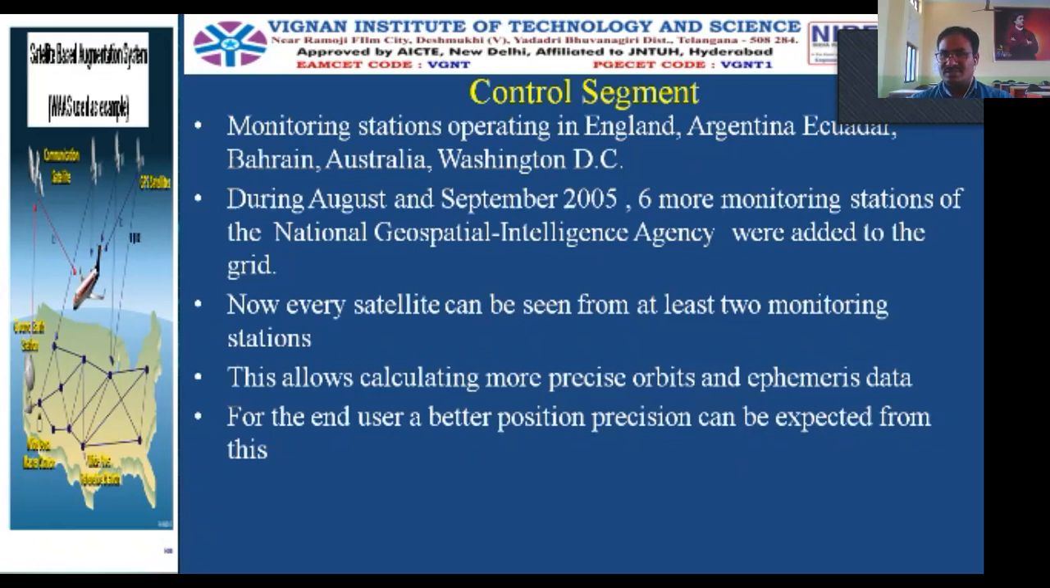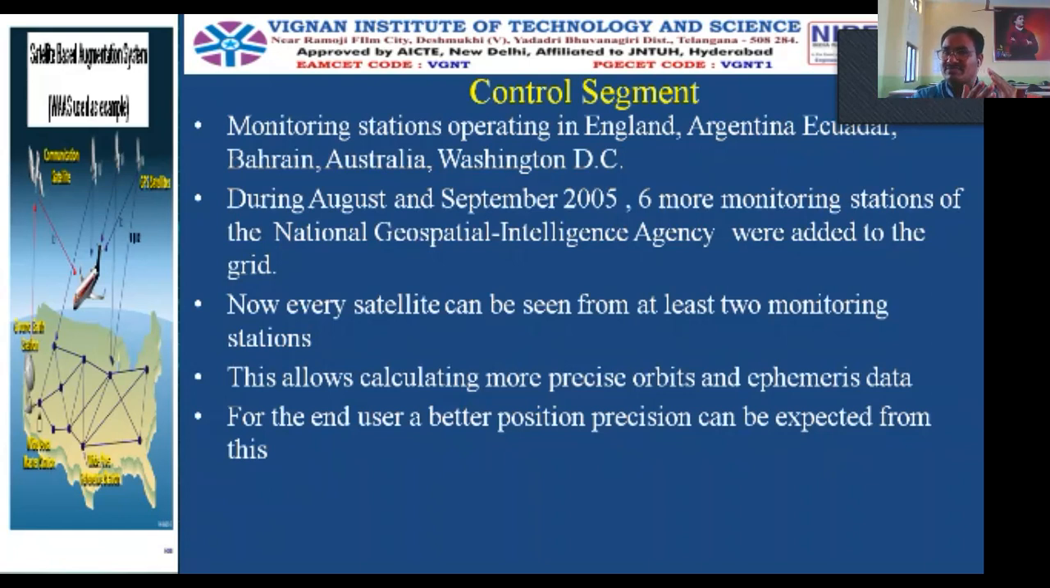That means 2 monitoring stations: one from this grid, another from the other grid. Because there are so many errors, which you are going to learn in the near future. There are so many errors present in the travel of the radio frequency signal from the satellite to the user. And the satellite position itself may be erroneous. The satellites are located in the 6 orbital planes, so their position itself may be erroneous. So for that purpose, we are tracking from the 2 monitoring stations.